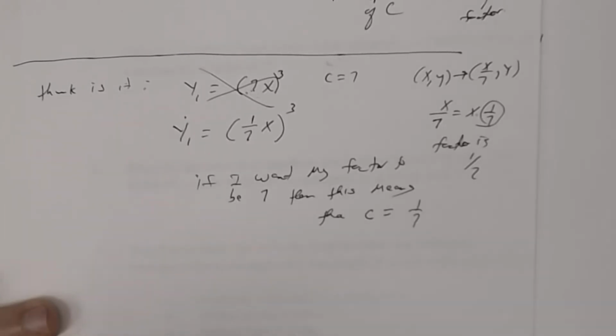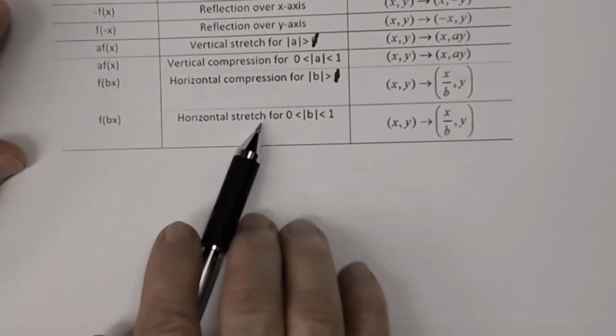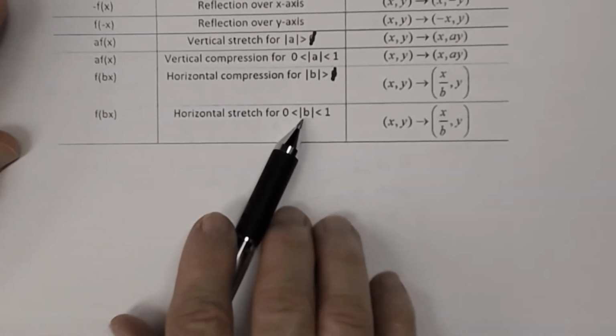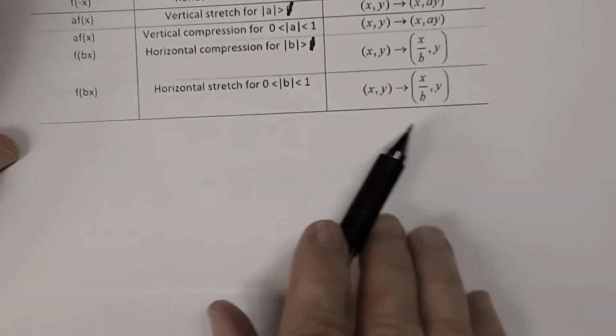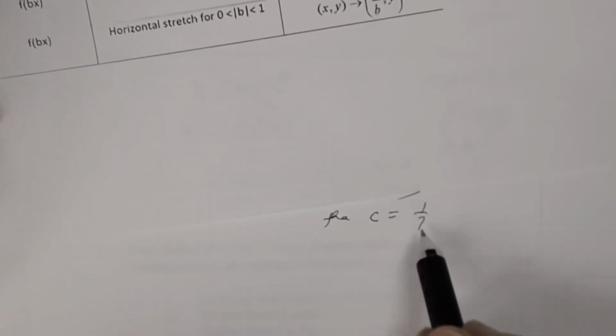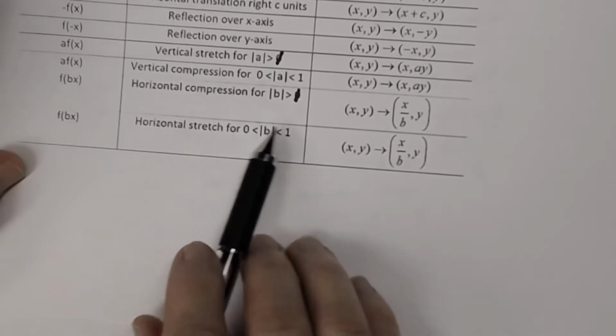All right. So if you go back to this handout right here, remember, if c or b, whatever you're using, c in this case or b in this case, is 1 over 7, and that's between 0 and 1, right?